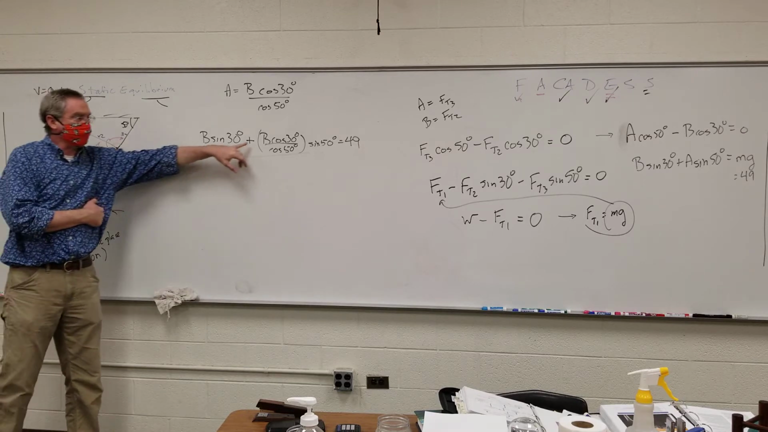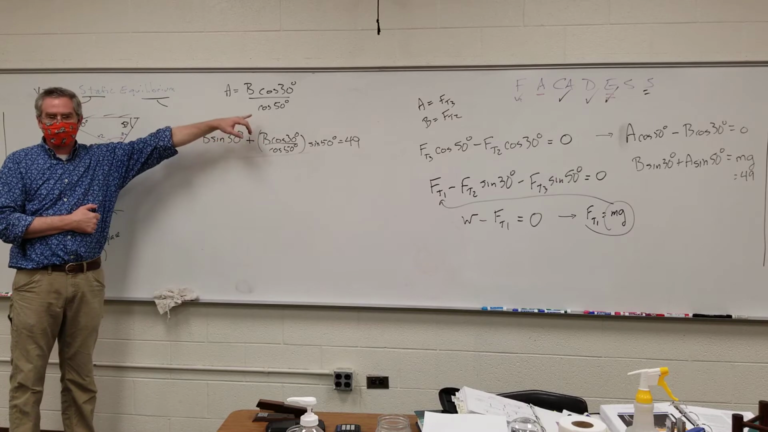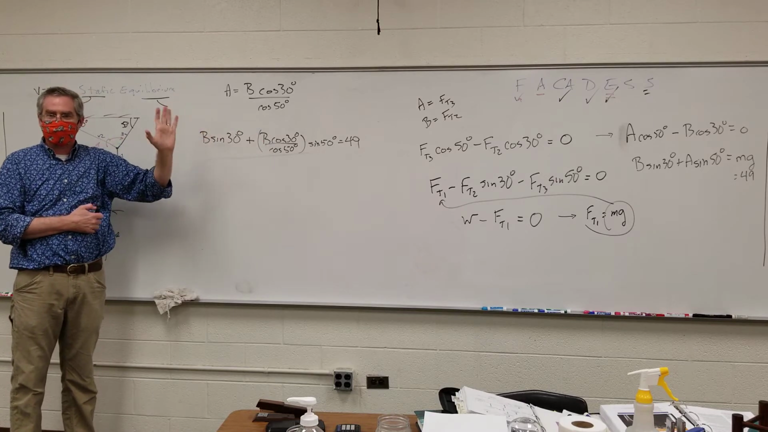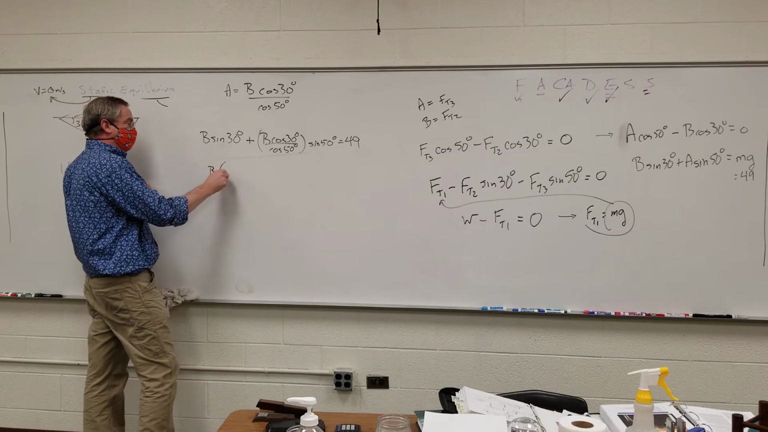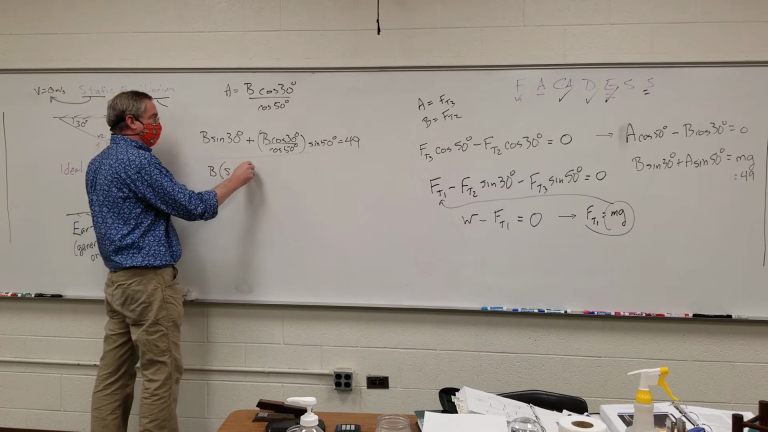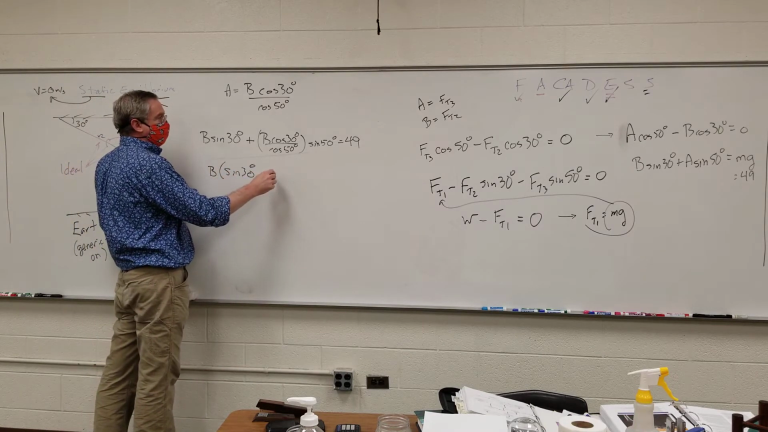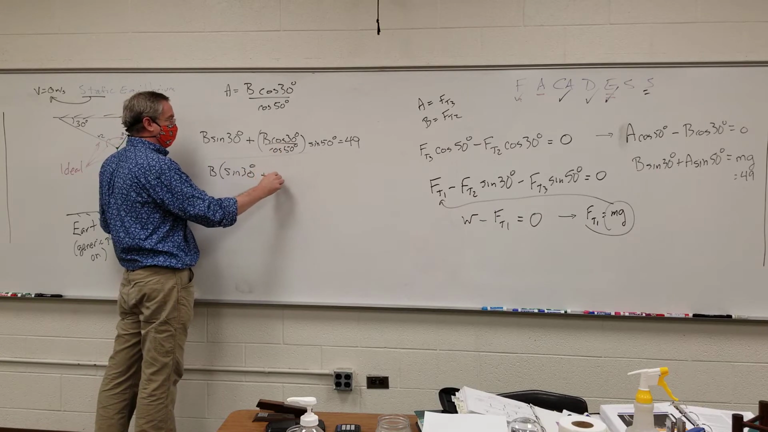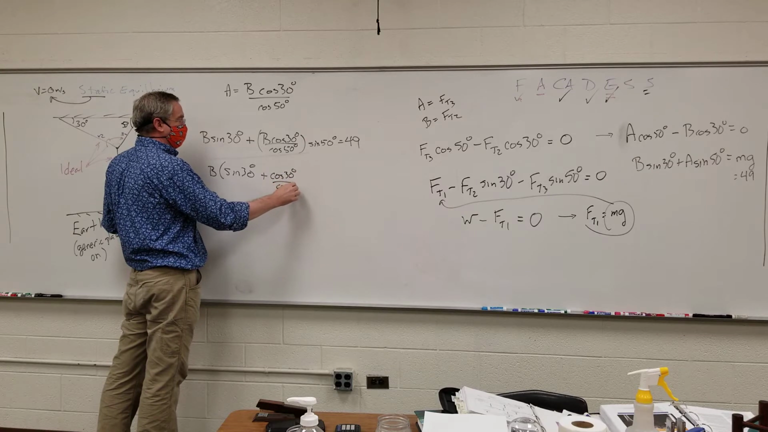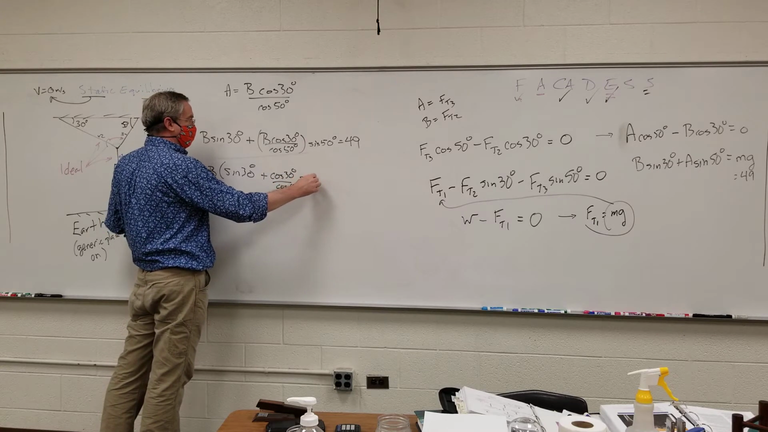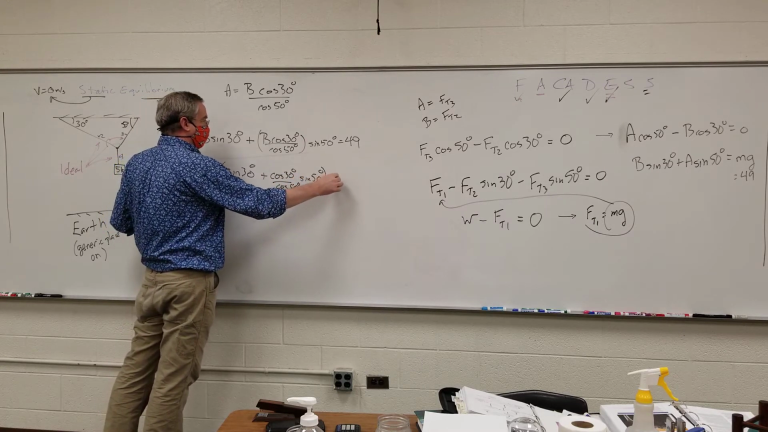We have a b here and a b here. They're both linear. They're both the same. There's no square involved or anything like that. So you factor it out. So I'm left with b times sine of 30 degrees plus cosine of 30 degrees over cosine of 50 degrees times sine of 50 degrees equals 49.